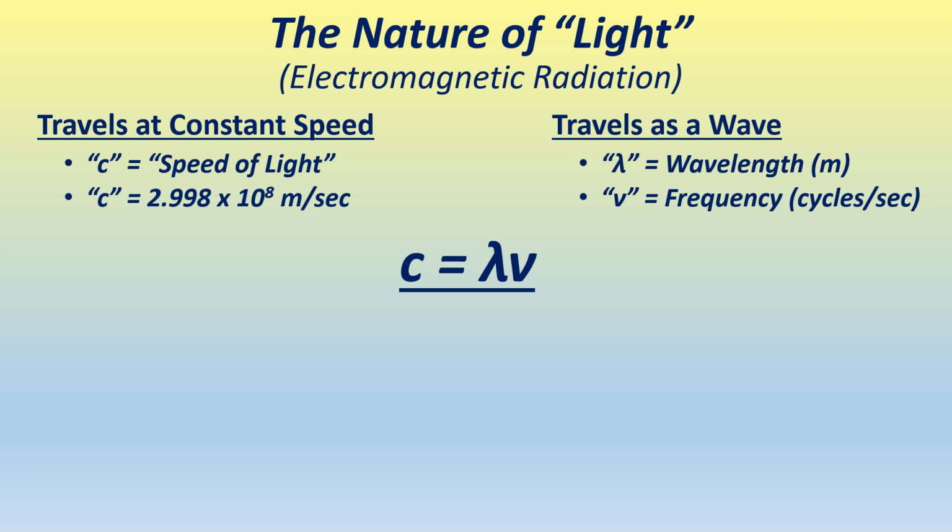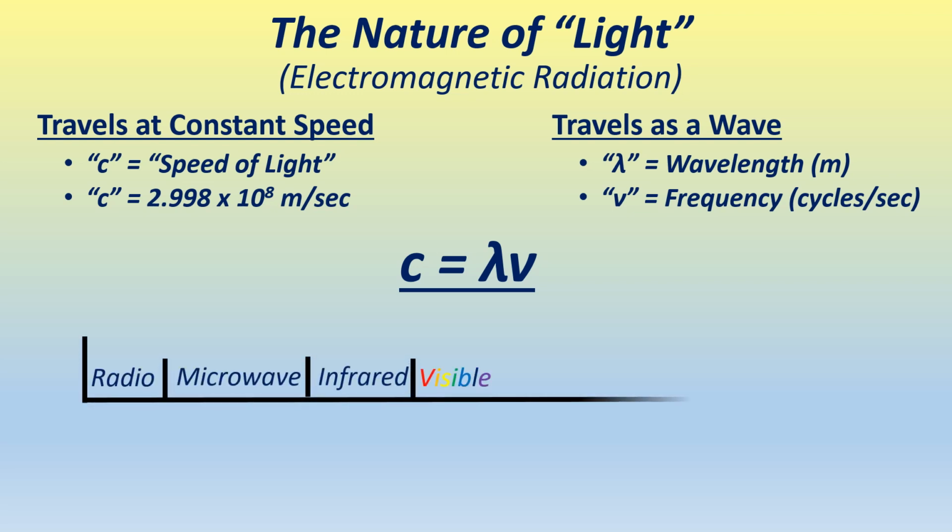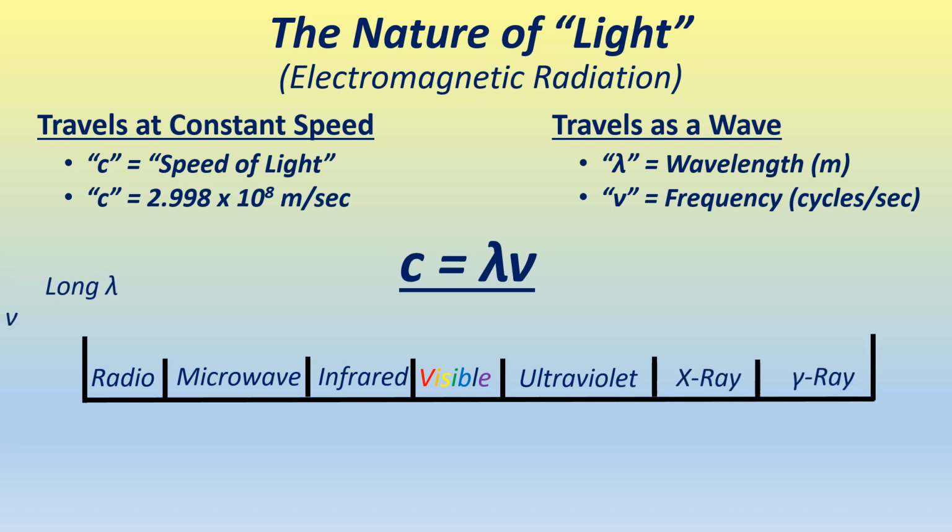Therefore, if you look at the full electromagnetic spectrum, stretching from radio waves all the way through gamma rays, you can deduce that radio waves, having the longest wavelength, had the lowest frequency, and gamma rays, having the shortest wavelength, had the highest frequency.